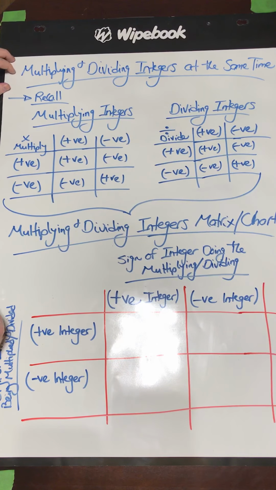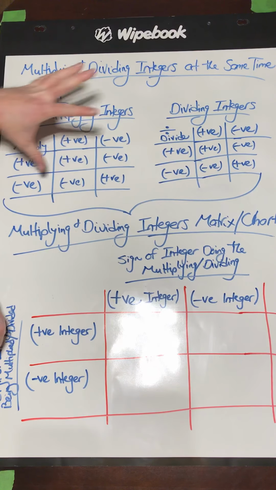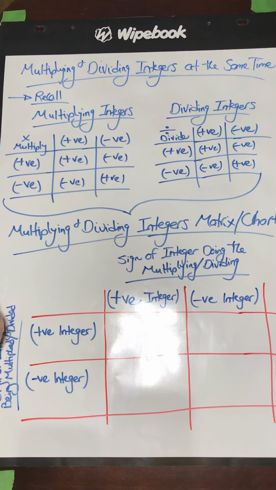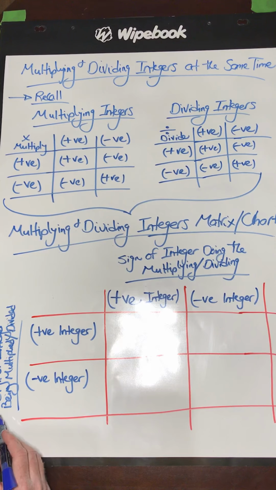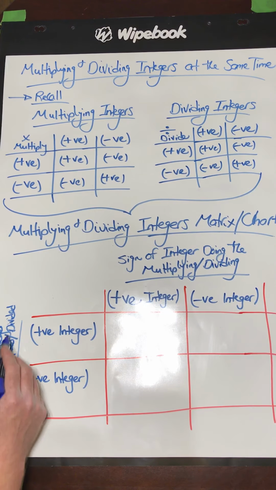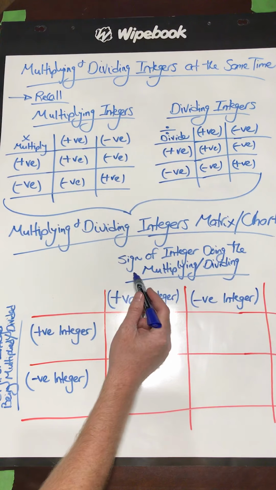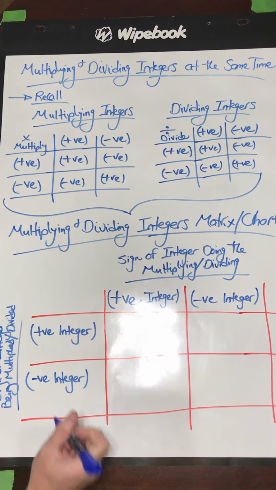Today we're going to be focusing on multiplying and dividing integers at the same time. So hopefully you recall that for multiplying and dividing integers we had some matrix charts, and if you look at them they are the same in some ways, and so we can create a bigger multiplying and dividing integers matrix chart. And on the one side we have sign of integer being multiplied or divided, and on the top we have sign of integer doing the multiplying and dividing.